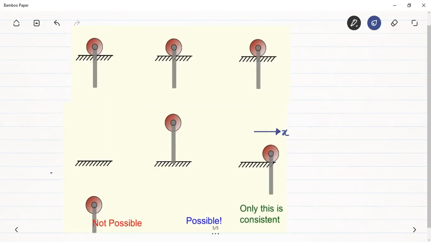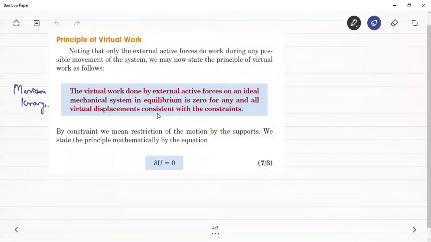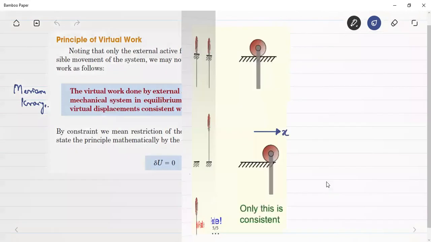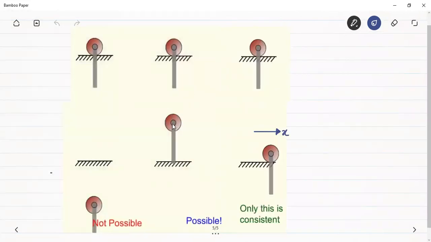Okay. So look at the definition again. Virtual displacement consistent with the constraints. This is also a virtual displacement, but this is not consistent with the constraint. This is the only displacement which is consistent with the constraints. It's still on the support and we have still given the virtual displacement. We are giving here the virtual displacement in the upward direction, but it's no longer with the support. Therefore, the consistency with the supports is lost. So this is what we mean by the consistency with the supports. So all the virtual displacements have to be consistent with the supports.